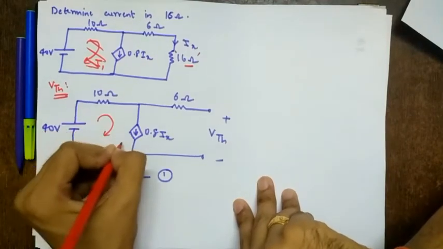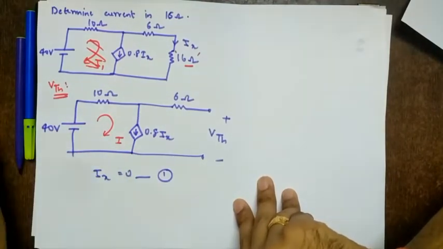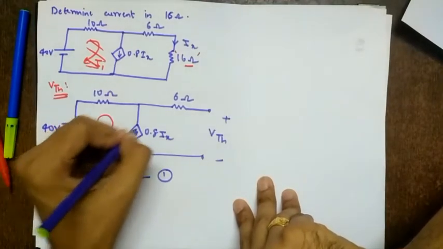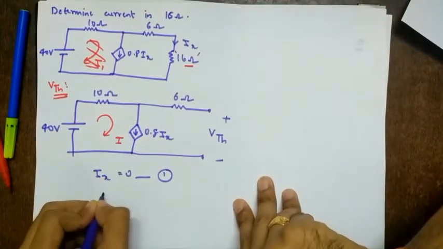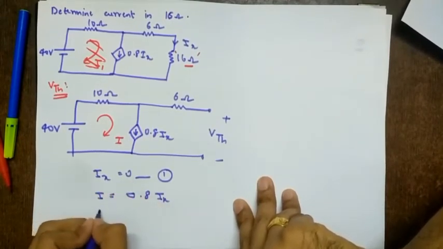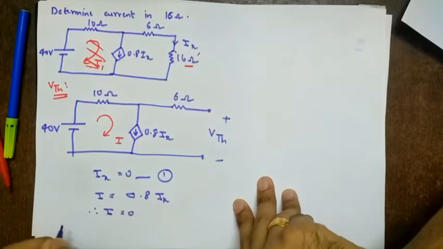So this is the current flowing here, let's say I. Right? So from the network, this I is nothing but 0.8 ix. So I equal to 0.8 ix. But ix is 0. So therefore I equal to 0.